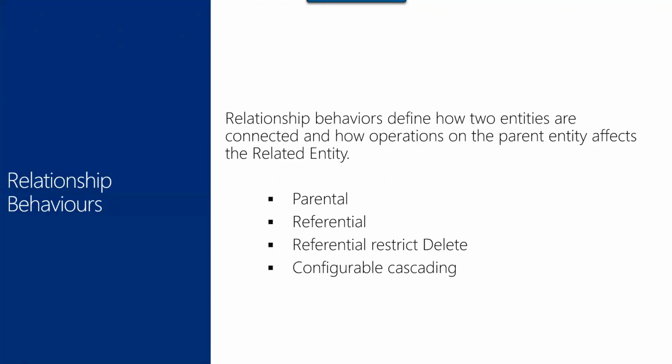So relationship behavior indicates this. Here I have account and invoice entity. So account is a parent one and invoice is a related entity. Now when I perform an operation on a record of account, what will happen to the invoice record or invoice records? If I delete the account record, what will happen to the associated invoice record? If I change the ownership of the parent record, what will happen to the invoice record? So that behavior we are defining here, right?